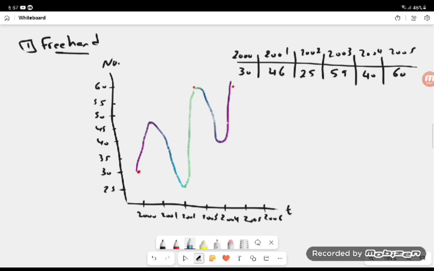Now we would like to examine and identify the direction. And finally, draw a straight line which passes through the maximum number of plotted points. So this is the trend line. Okay, so this is the freehand method. It is the simplest and most flexible method. So what are the main advantages and disadvantages of this method?